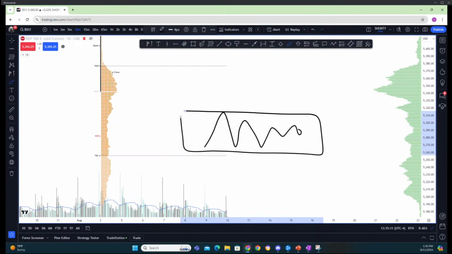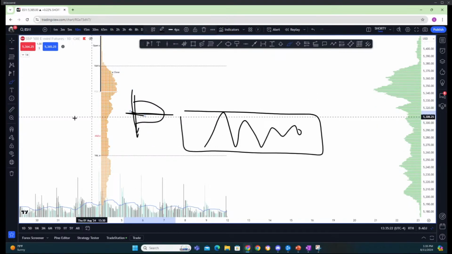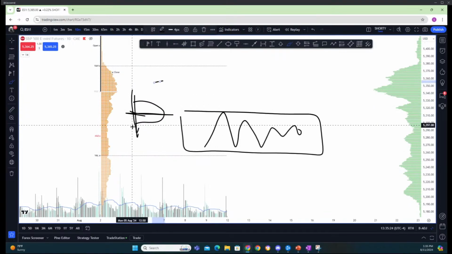D. B? D. Yep. Usually a compressed D and the bell curve looks perfect, and POC right in the middle, not skewed, nothing, perfect.